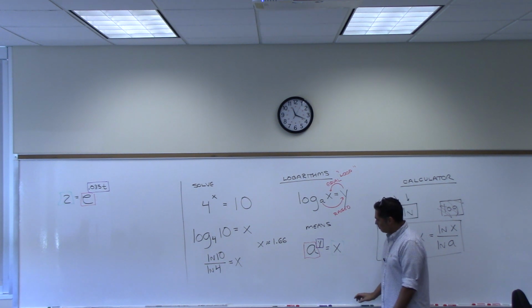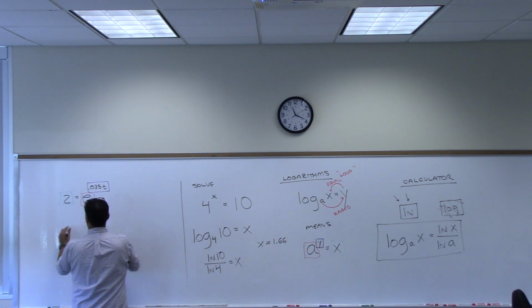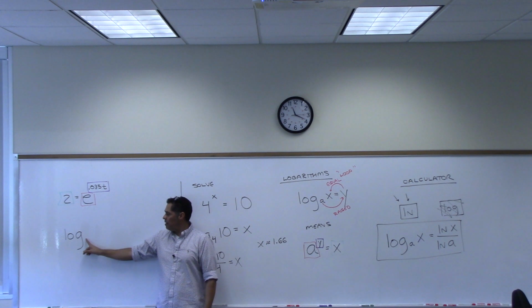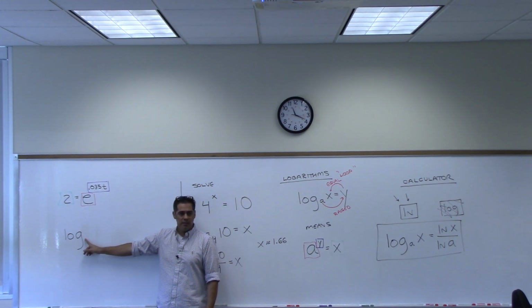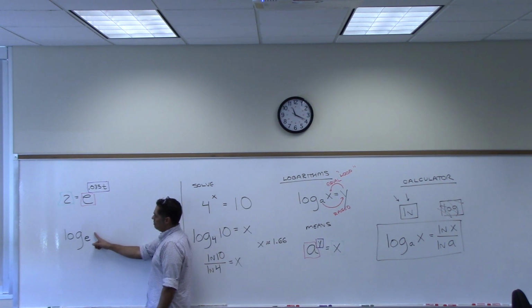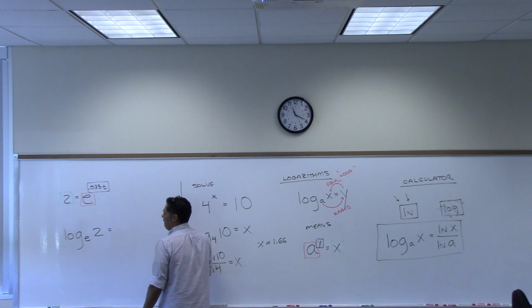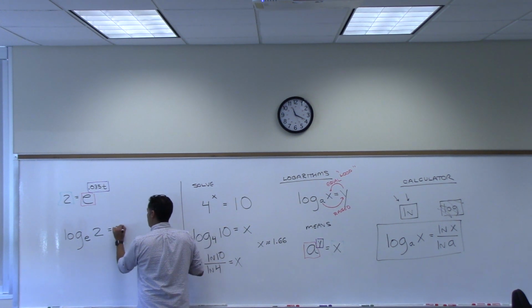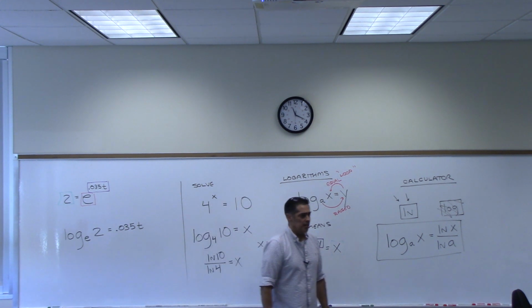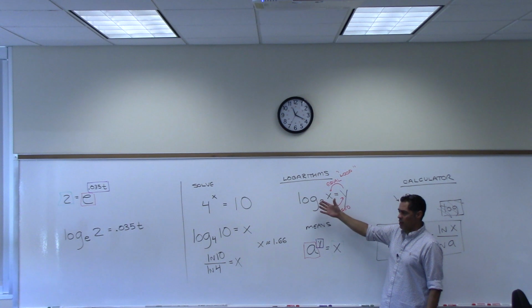So we'll always start with the log. What is the number that goes on the bottom here? e. And then what comes next? 2. And then equals 0.035t. Y'all see that's this right here converted. Any questions on the conversion?